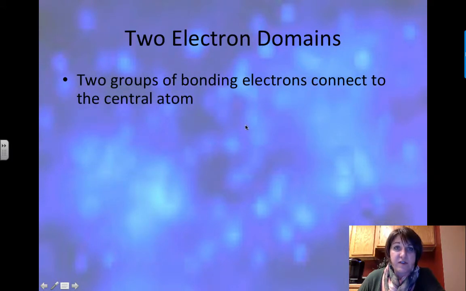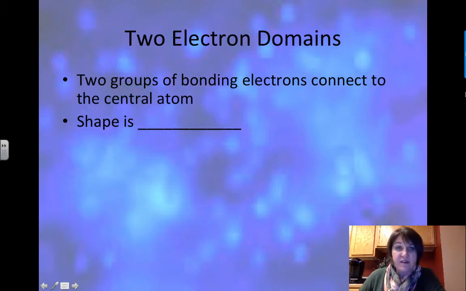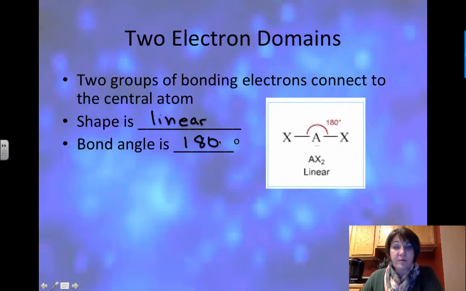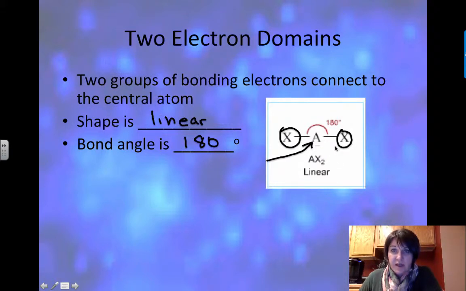So let's look at two electron domains. What we mean here is we have two groups of bonding electrons connected to a central atom. In this case, the shape will be called linear. The bond angle for a linear structure is 180 degrees, a straight line, right? So it looks kind of like this, where we have the central atom called A, and then I have my two other atoms attached to it, and the electrons spread as far apart as they can get, so that's 180 degrees.